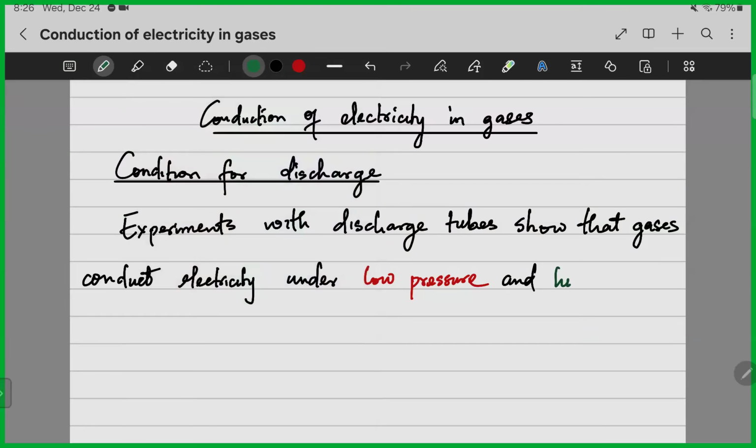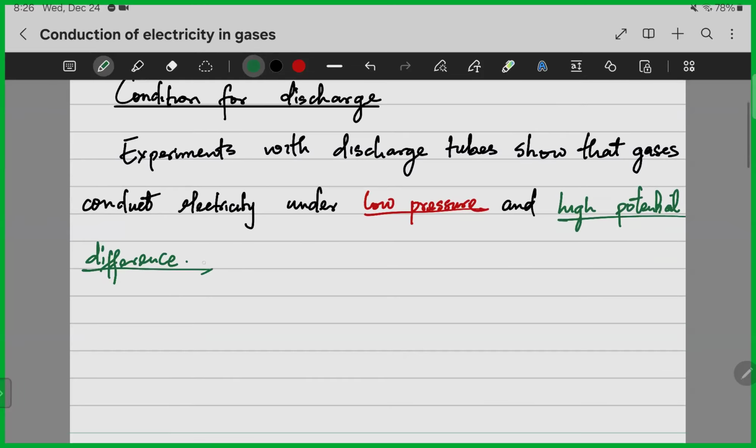Under low pressure and high potential difference. So that's the condition. They can ask these questions in OBJ or theory. What is required for gases to conduct electricity? Low pressure and what? High potential difference. That's the condition. So let me explain it further.